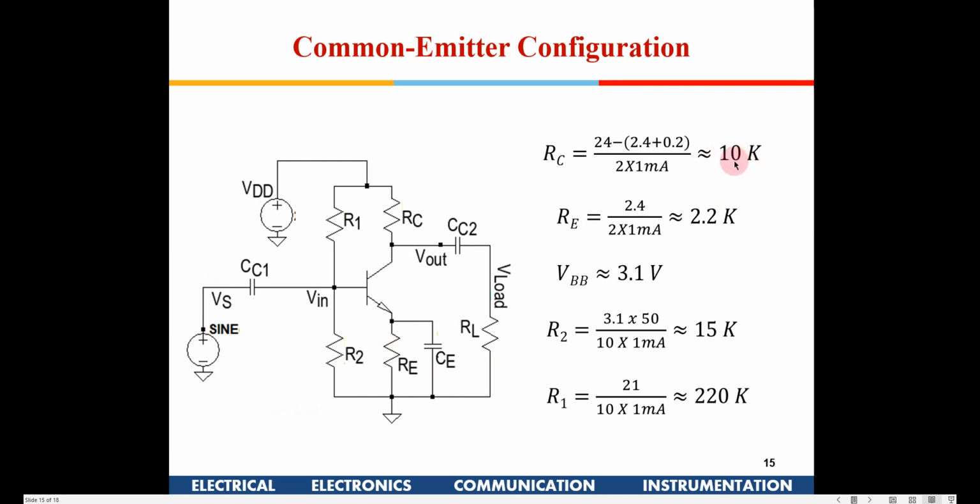So 10K. So you will have to round off. I have probably explained earlier what resistance values will be available in the market. I think even 15K will not be available. You might have to use 14.7K, right?